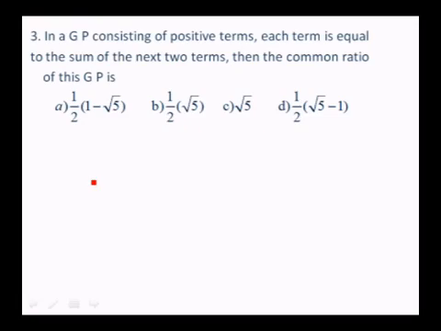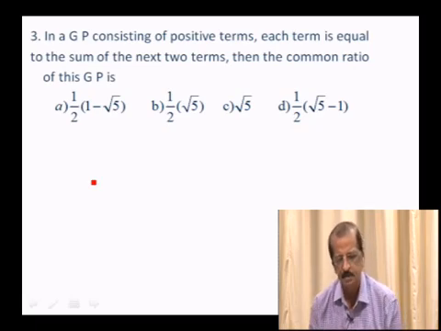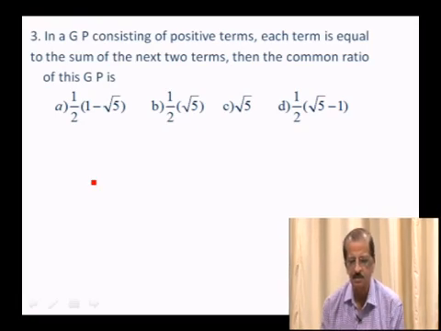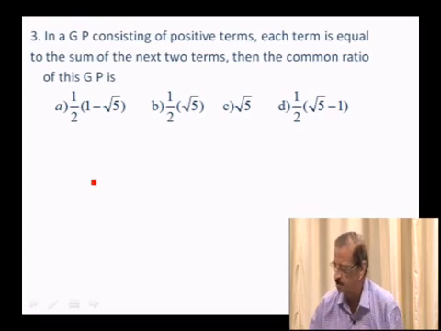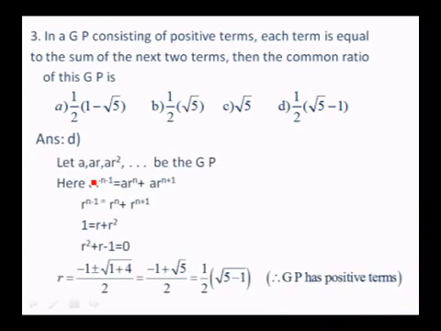In a GP consisting of positive terms, each term is equal to the sum of the next 2 terms. Then the common ratio of this GP is, and there are 4 options given here. So, in order to find the common ratio of this GP, see, sum of the next 2, let us take the nth term and then add the next 2 terms, then equate those 2. Here we obtain the option as D later on. If I take the GP as A, AR, AR square, etc., AR to the power of n minus 1, that is the nth term, is equal to the n plus 1 and n plus 2 terms, AR to the power of n plus AR to the power of n plus 1.